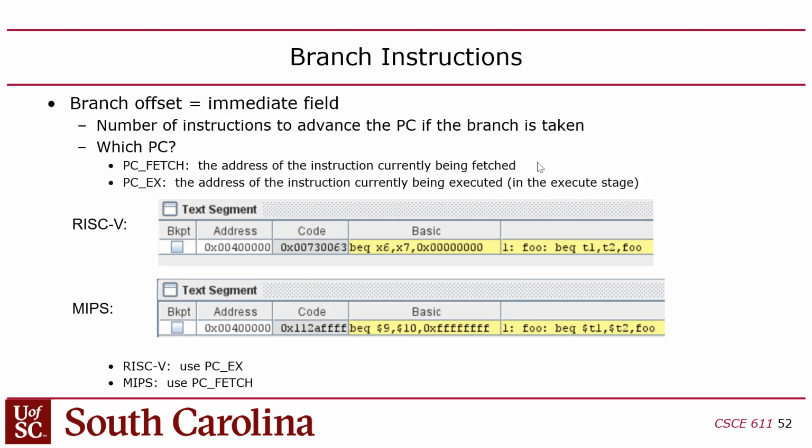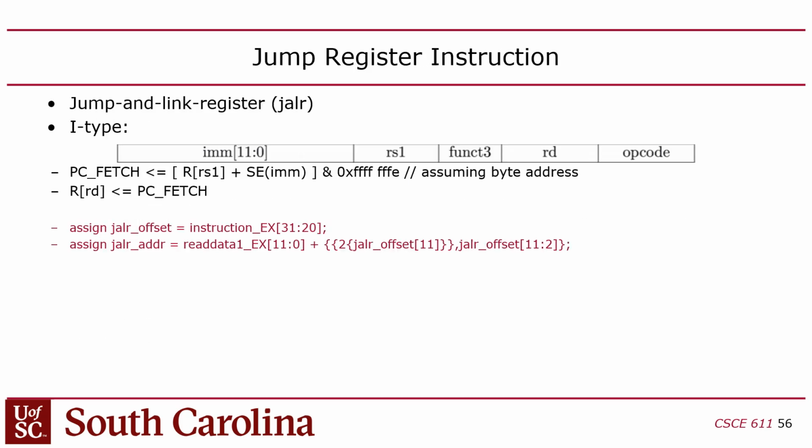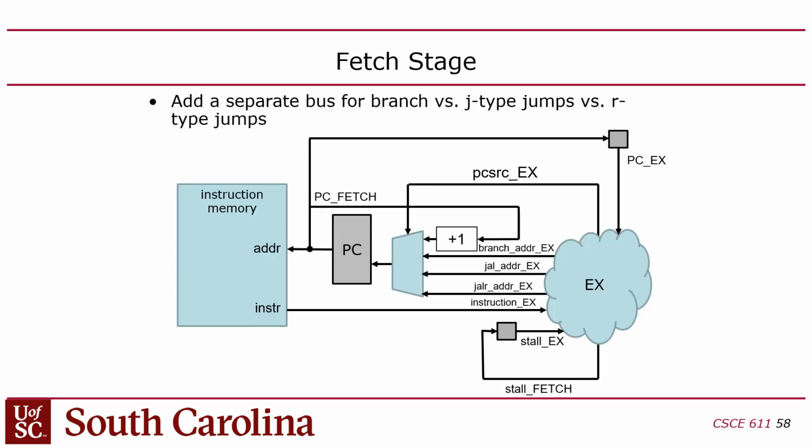So there's a couple ways you can do that, but what I recommend is doing this. You can add a register called PCEX. So you have a PC fetch, which is the address of the instruction being fetched, which is the next instruction after the one being executed. But if you delay that by 1 cycle, you can have a version of it that's 1 cycle delayed, which you can call PCEX, which is the program counter value of the instruction in the execute stage. Make sense?